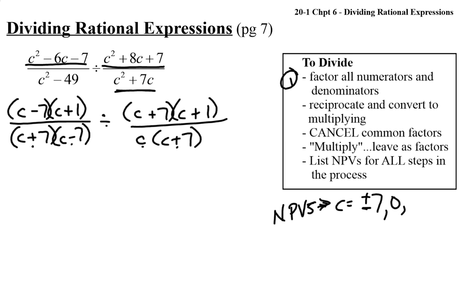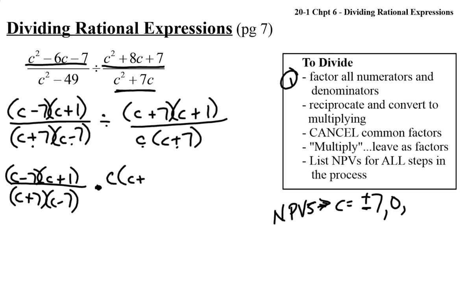So now we reciprocate. C minus 7 times C plus 1 over C plus 7 times C minus 7. Multiply is what we now have, and we reciprocate. C over C plus 7, C plus 7 times C plus 1.